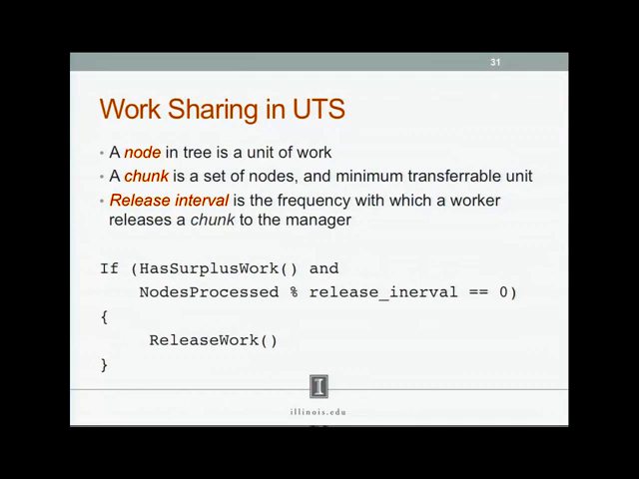There is also one more parameter which we call release interval. The release interval is the frequency with which a worker releases work to the manager. So after each period of release interval, a worker checks if it has extra work to release to the manager, and it does the release. Again, if the release interval is so large, we don't get a chance to announce our values to the manager often. And if the release interval is so small, then we have so much overhead on the worker. So there's a trade-off between the values for release interval and chunk size, and we have to tune the algorithm to find the optimal value for release interval and chunk size, and then see the actual results.